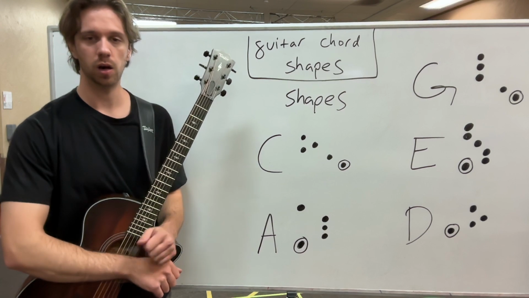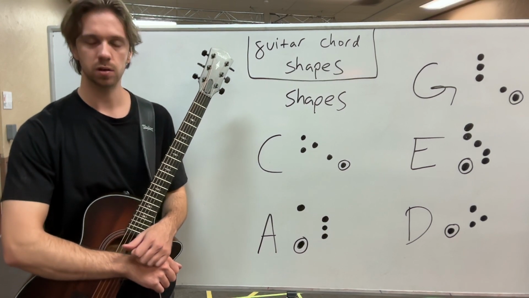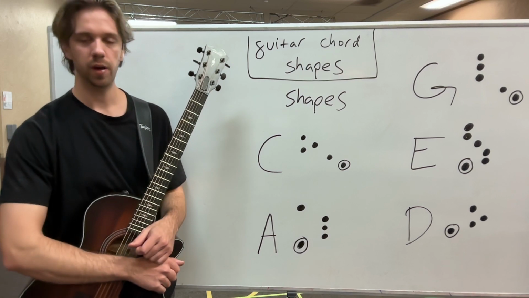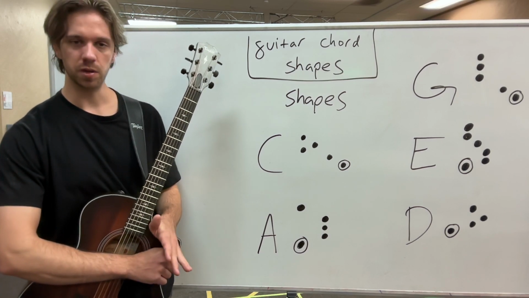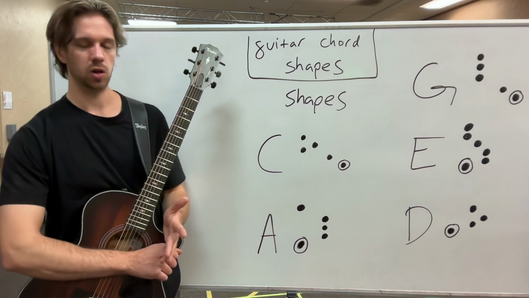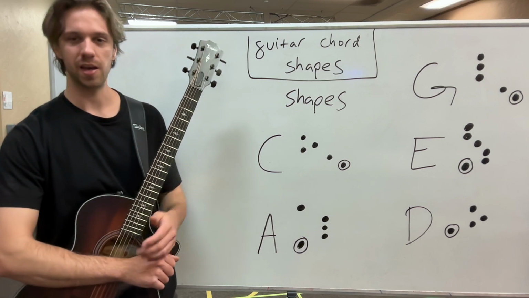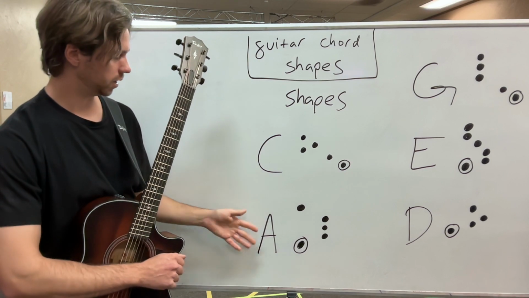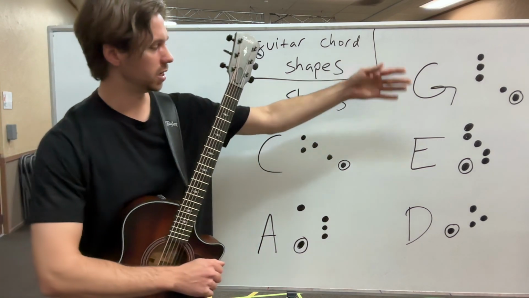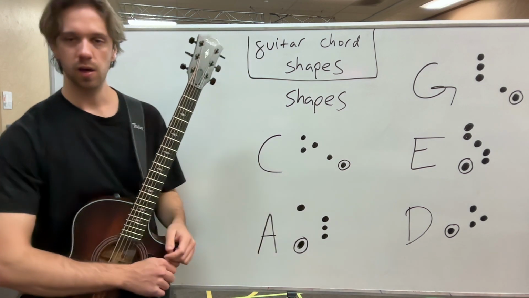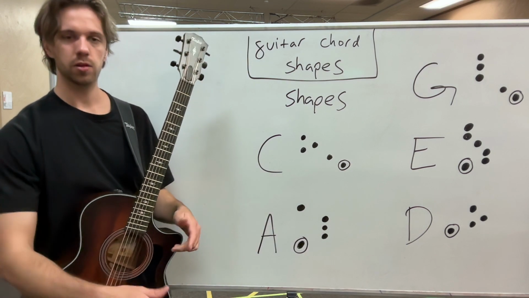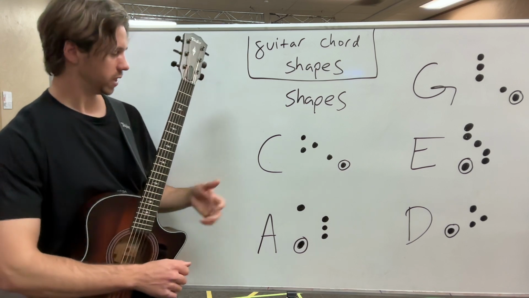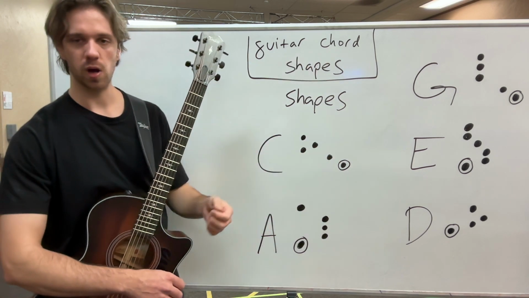Now here are the shapes on the guitar that we use to play chords, and everyone is familiar with these if you've been playing guitar for longer than probably about a day. We have the C chord, the A chord, G, E, and D. And just like the rectangle, circle, and triangle, we can see that each of these are different shapes as well.